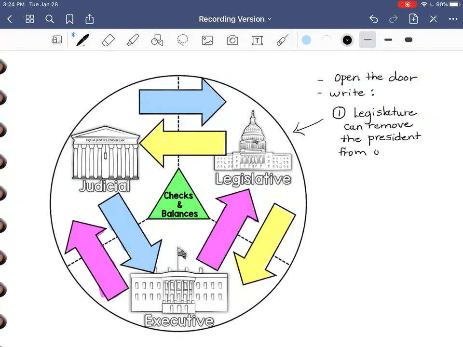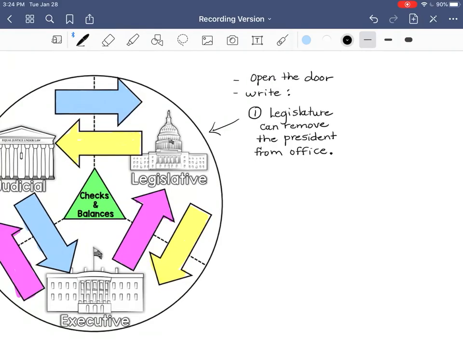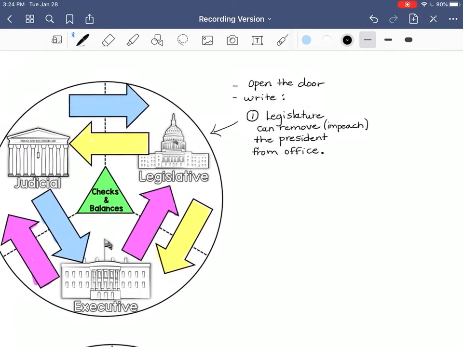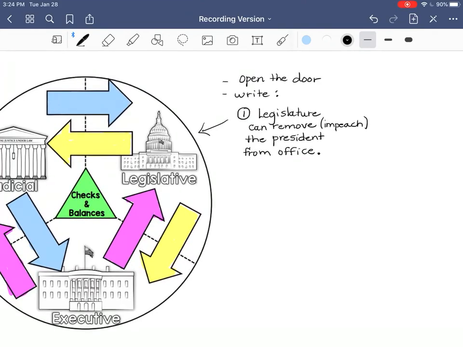And right now in our government, the Senate is hearing evidence for both sides of whether or not to impeach Donald Trump. And that's what that removing is called. The House has already impeached him. They have proven him guilty in the House of Representatives. And now the Senate is deciding whether or not to remove him from office. So the legislature definitely has power over the president.